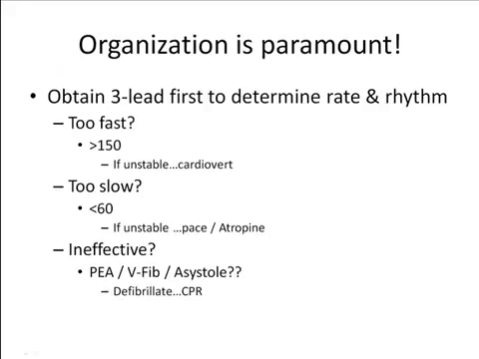A 3-lead is obtained prior to a 12-lead. The 3-lead determines rate and rhythm only. Here is where we would determine if the rate is too fast. If it is greater than 150 and they're unstable, we would cardiovert. If the rate is too slow, less than 60, and they're unstable, we would pace or use a pharmacological intervention of atropine. Or if the rate is ineffective, such as PEA, VFib, or asystole, we would either defibrillate, do CPR, or both.